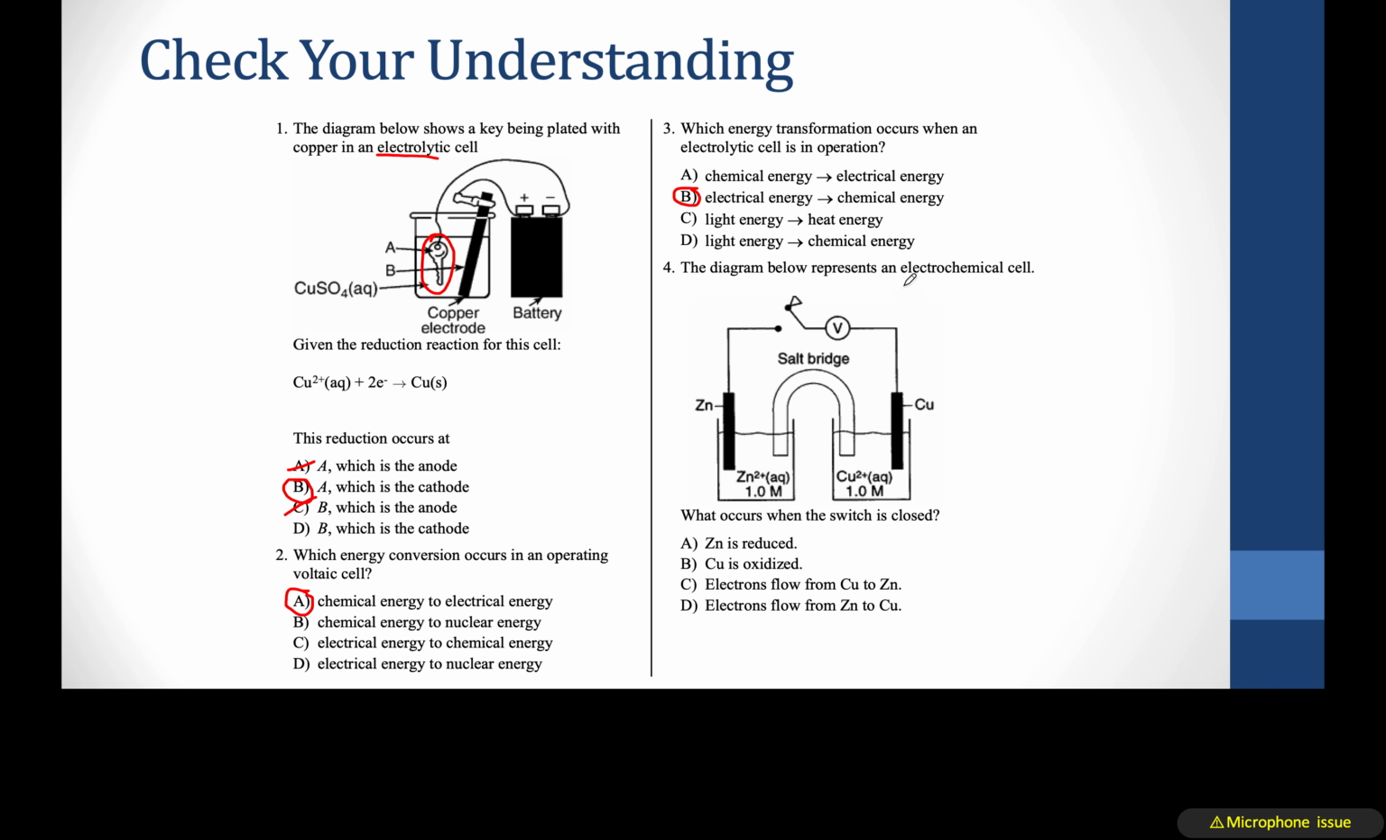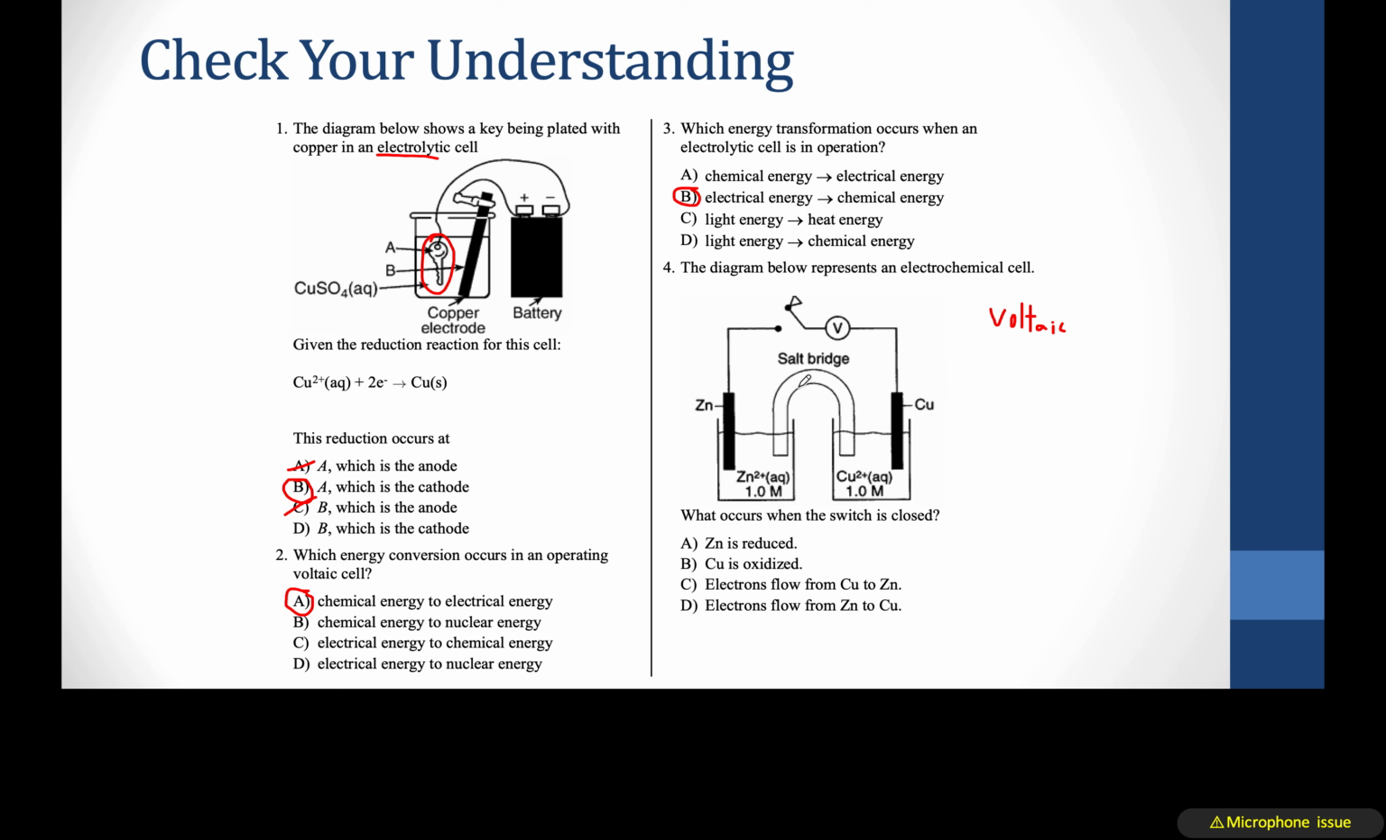Okay, and now we got last diagram here. Before I even look into it, look at this salt bridge. It's voltaic. It's got to be voltaic. Also, they usually put this little V in here. Gives it away too. But the salt bridge is key, okay? So this is our voltaic cell. Let's see. What's it asking? What occurs when the switch is closed?